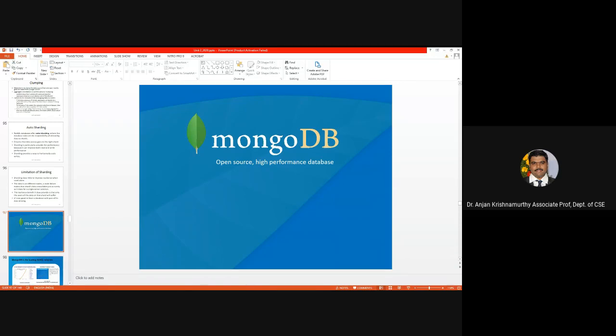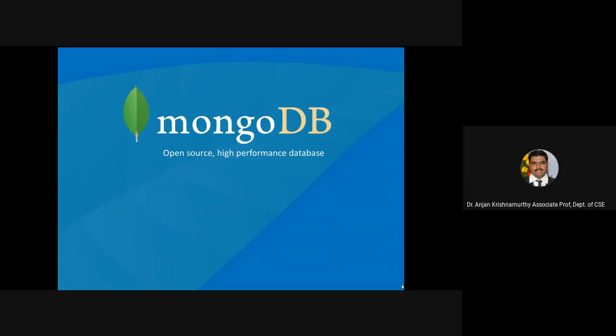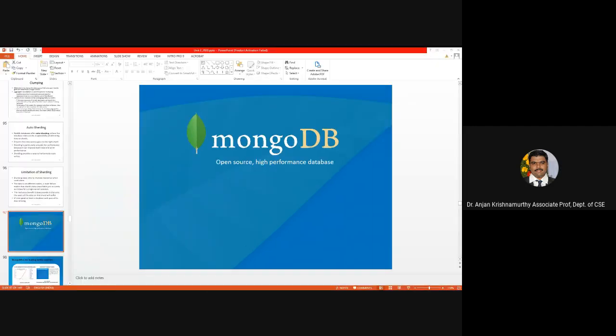MongoDB comes with its own set of features. It comes with its own set of characteristics. These are some of the things which I just wanted to highlight in this particular presentation.